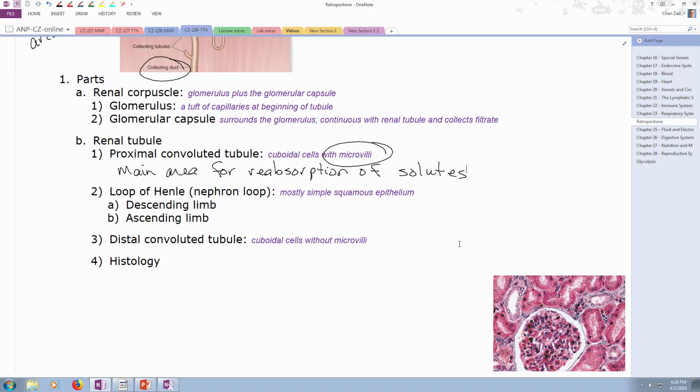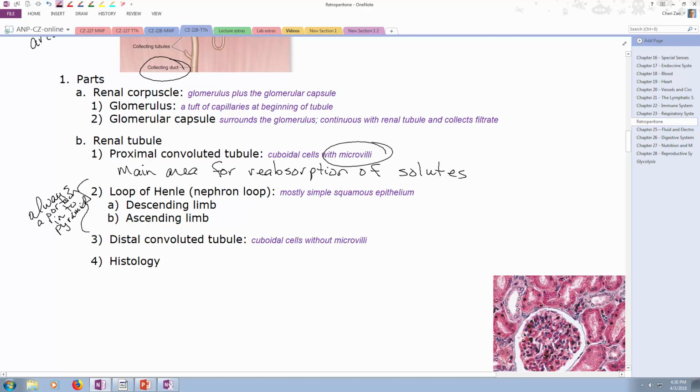That's going to be mostly simple squamous epithelium, and we're going to have a descending limb and an ascending limb. It's very important that you realize these are two very distinct areas where different things actually happen. But our loop of Henle, always a portion of it will go into the medullary area. And I'll say pyramid because that's the medullary area.